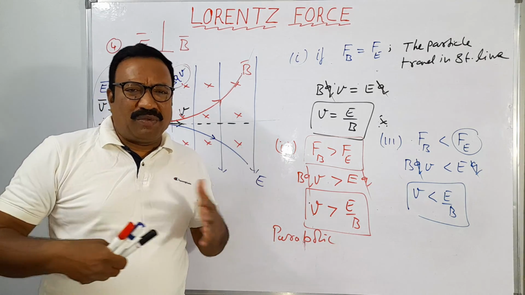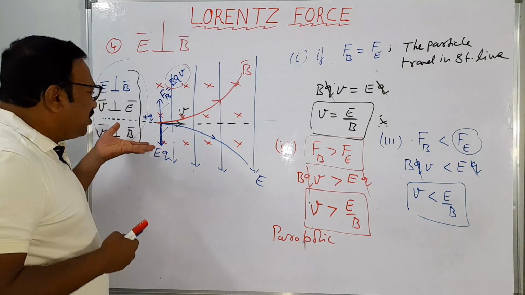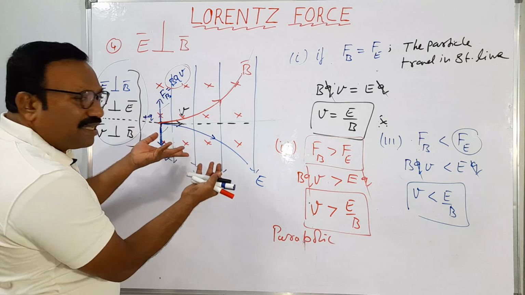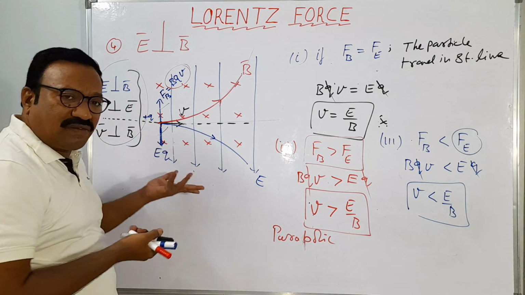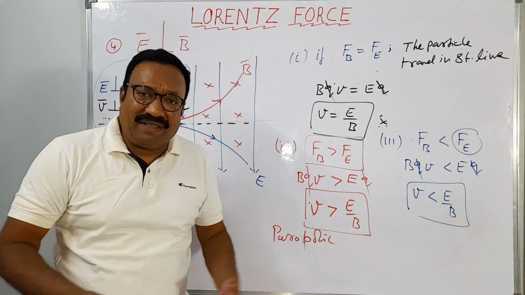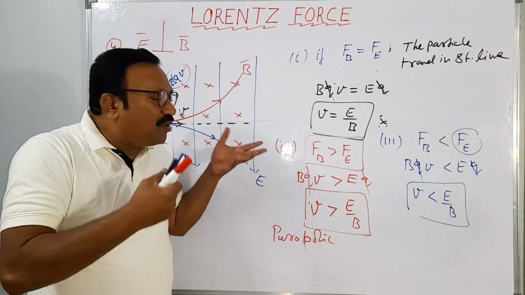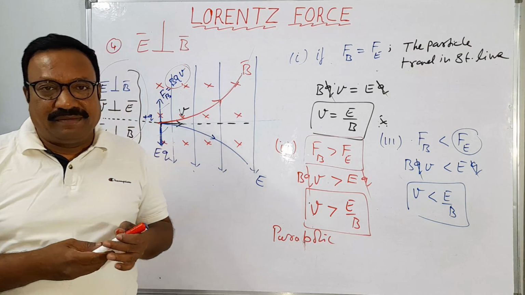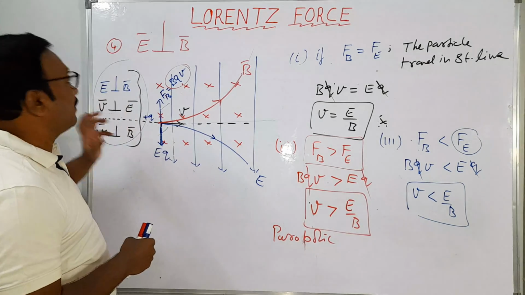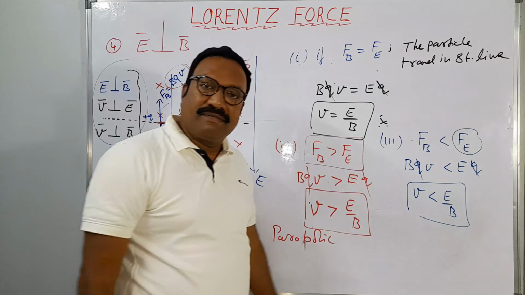There are so many possibilities, I said. I can change the direction of the electric field, the direction of the magnetic field, or the direction of the velocity of the particle. So many cases will come here. It is endless. You should know how to solve it, that's it. Okay? The sum of both forces is called the Lorentz force. Thank you.